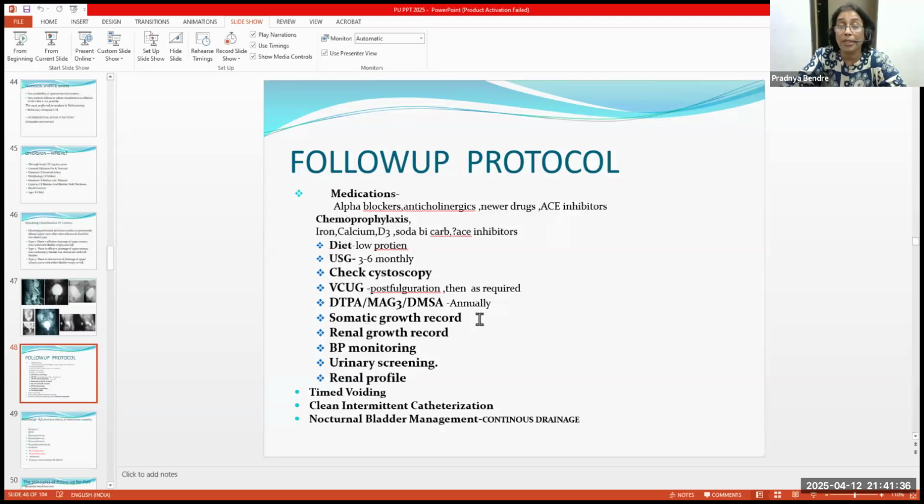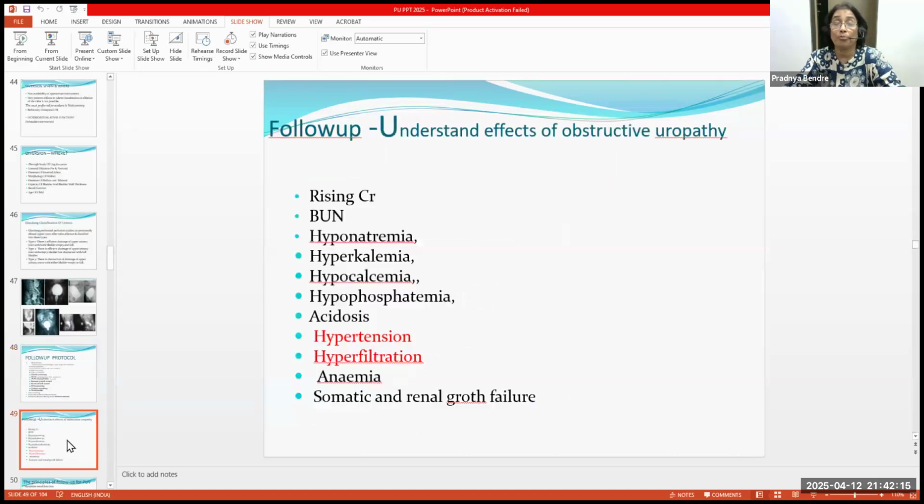Then you have to keep somatic growth record, renal growth record. As surgeons, we are not used to keeping renal growth record, but there are nice nomograms for the renal growth. There are nice renal growth charts which can tell you how the growth of kidneys is. You need to sit with your nephrologist, team up with the nephrologist and understand nephrology of PUV to have the best outcome. As the child grows, timed voiding is very important. For the patients who are not getting stabilized, there is undoubted role of clean intermittent catheterization and nocturnal bladder management that will come up.